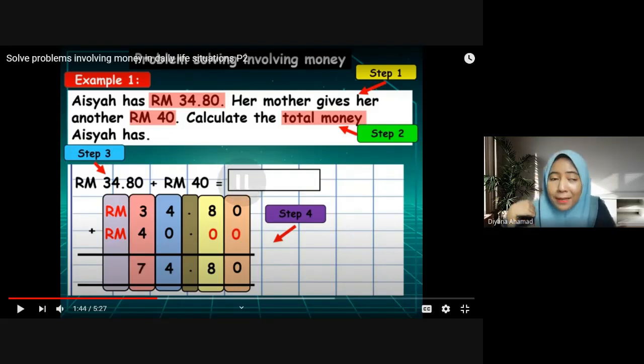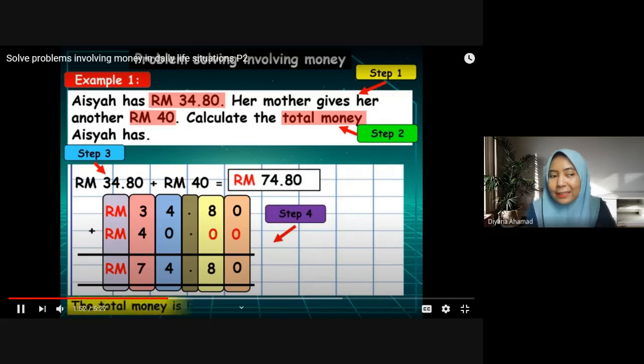Remember, teacher always said, because we talk about money, don't forget the unit of money, RM in front. So, what is your answer? The total money that Aisyah has is 74 ringgit 80 cents. You must write the final answer: the total money is 74 ringgit 80 cents. You have RM in front, but teacher said no need to say RM, just say 74 ringgit 80 cent. Alright? This is example number 1.